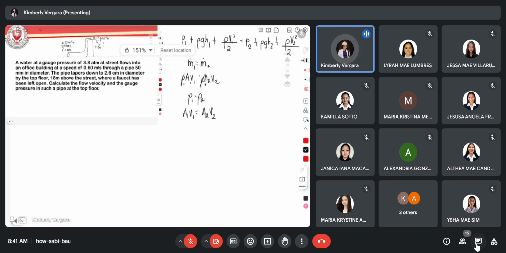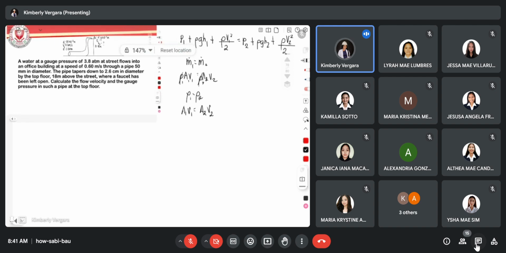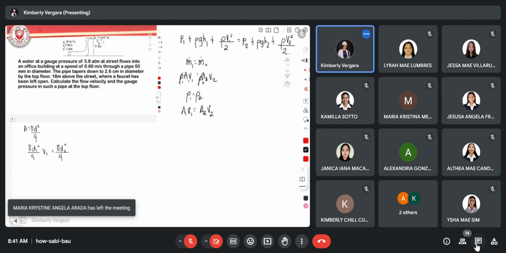So what is our formula for A1 and also A2? Since this is a pipe, our area is a circle. So here I will write, class, A is equal to pi d squared all over by 4. Substituting it in our equation, this will be pi d1 squared all over by 4 times velocity 1 is equal to pi d2 squared all over by 4 times velocity 2.